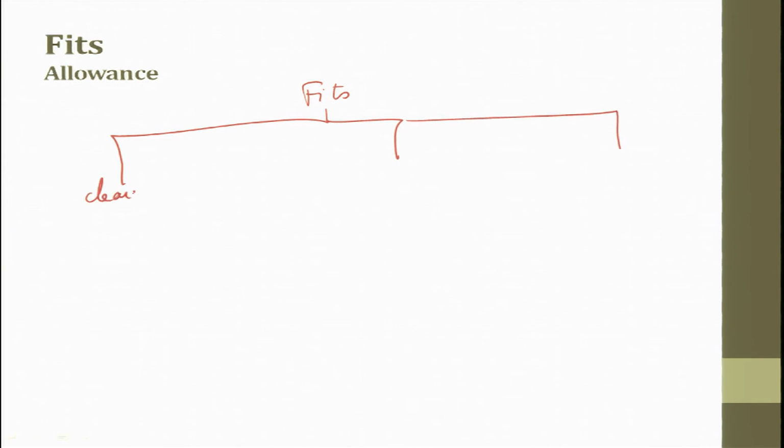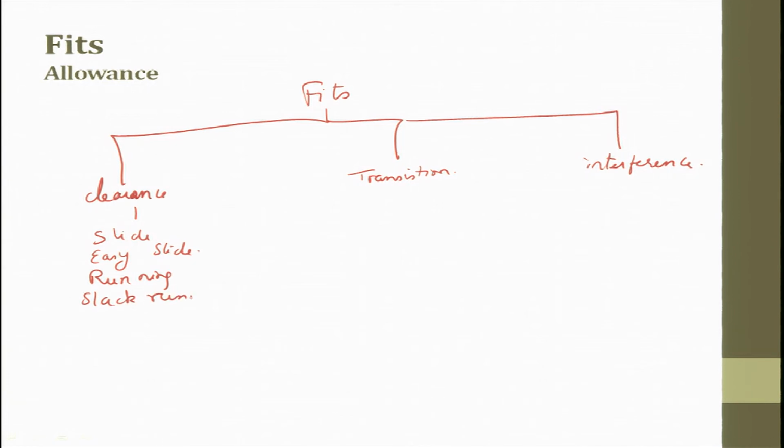So, clearance, you have interference, and you have transition. Under clearance you will have slide, easy slide, running, slack running, and loose running. These are some of the fits which fall under clearance fit.